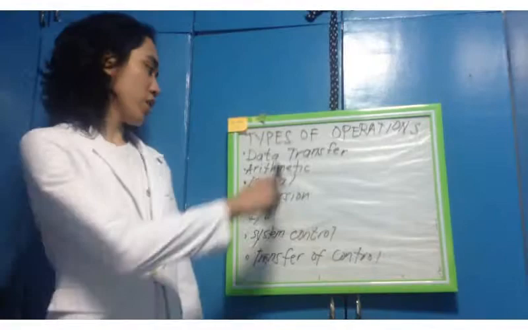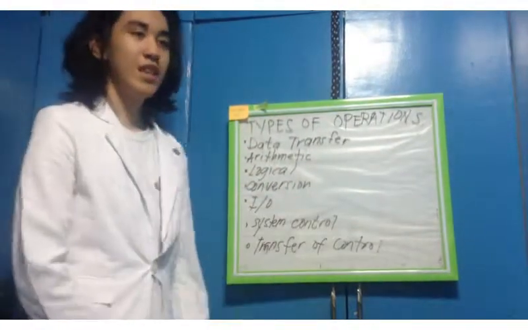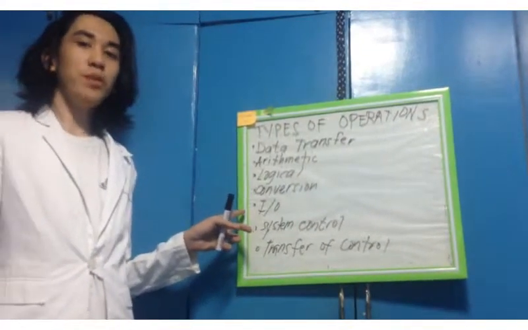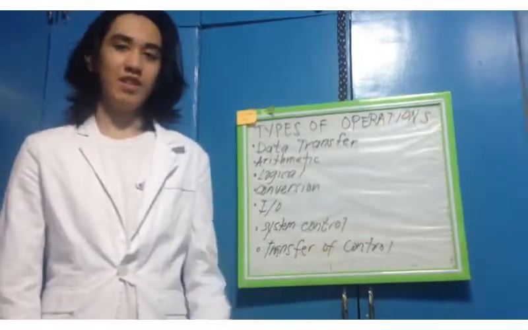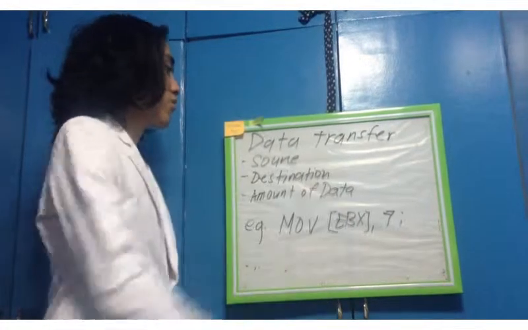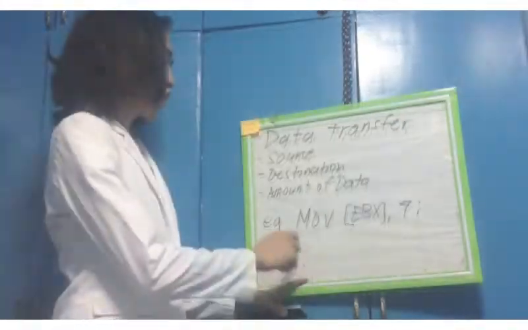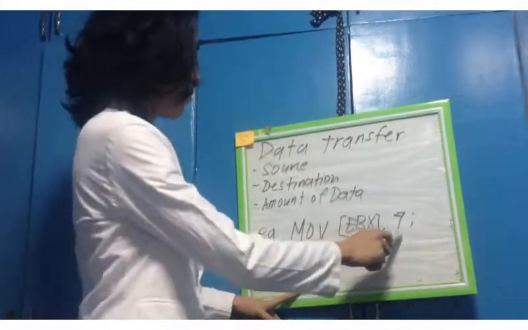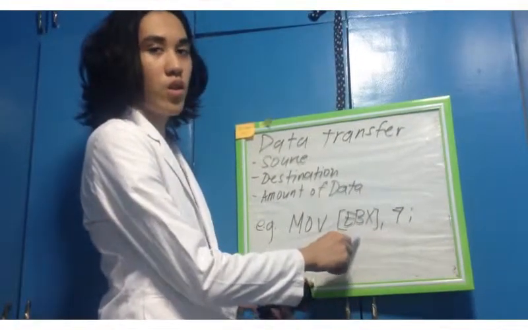These are the types of operations: data transfer, arithmetic operations, logical operations, conversion operations, input and output operations, system control operations, and transfer of control operations. The first operation is data transfer. For this, we need the source, the destination, and the amount of data. For example, MOV, which stands for move, is an operand. MOV EBX, 7: we are going to move the value 7 into register EBX.